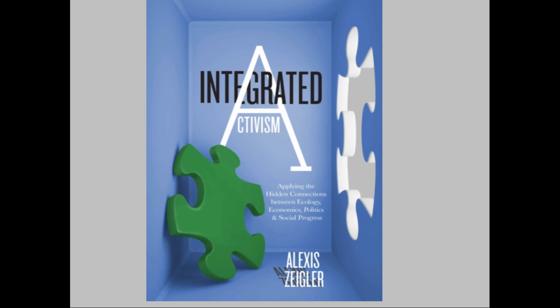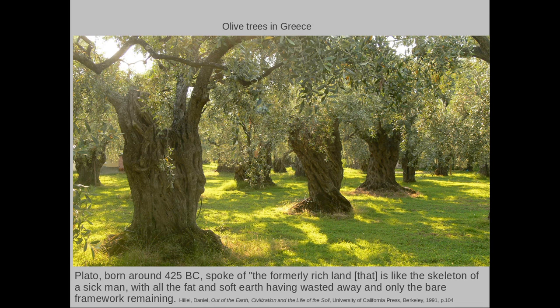This is a slideshow covering the second chapter of the book, Integrated Activism, Applying the Hidden Connections Between Ecology, Economics, Politics, and Social Progress. The second chapter of the book discusses the development of democracy and civil liberty, freedom, these concepts that we hold so dear and yet seem to have such little historical understanding of, and so little understanding of where our civil liberties are headed in the future.